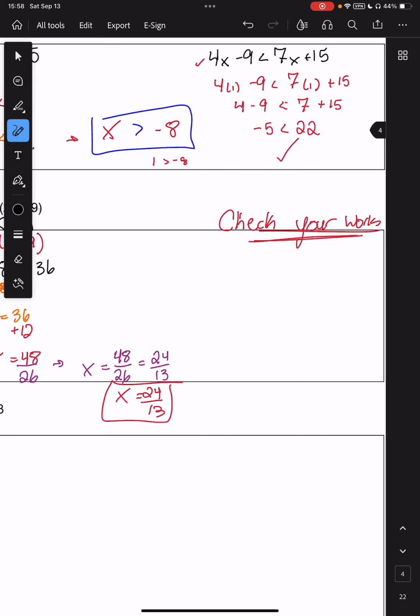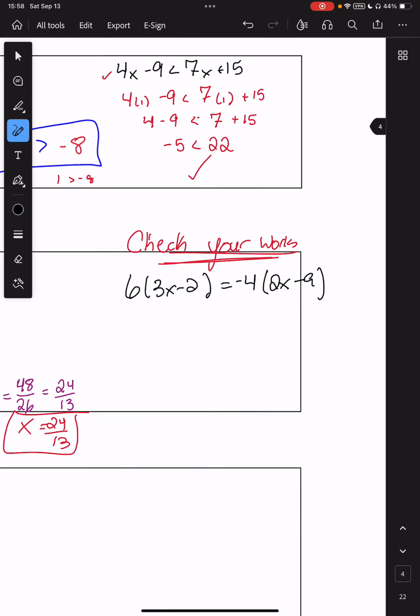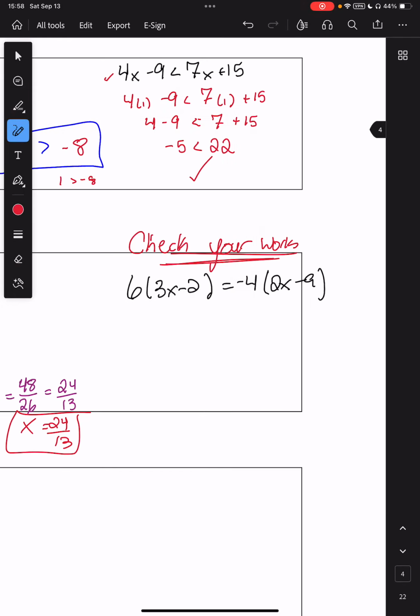So let's take our original equation, which we said was 6 times 3x minus 2 is equal to negative 4 times 2x minus 9. So every time we see x, we're going to plug in our fraction over here, 24 over 13. So 6 times 3 times 24 over 13 minus 2 is equal to negative 4 times 2 times 24 over 13 minus 9. So we are dealing with a lot of fractions, but you should all have calculators in front of you.